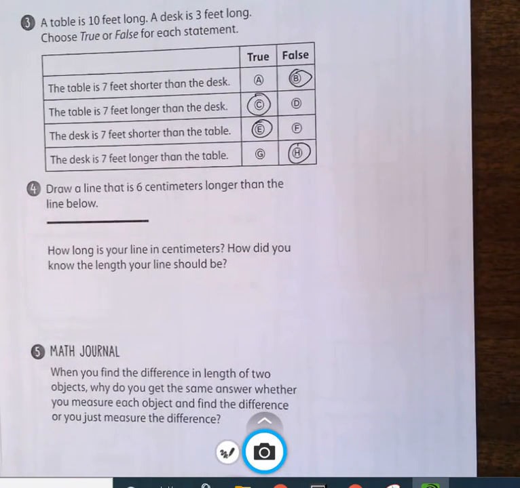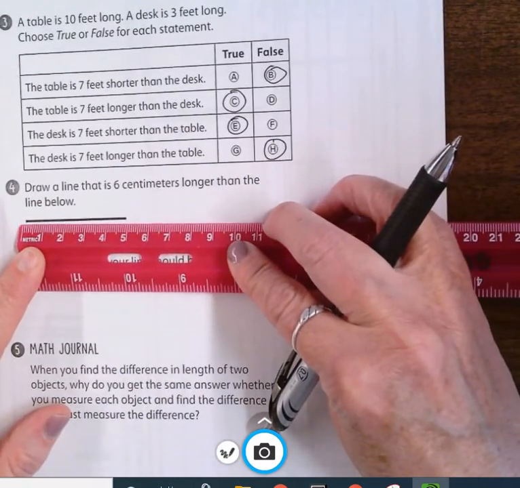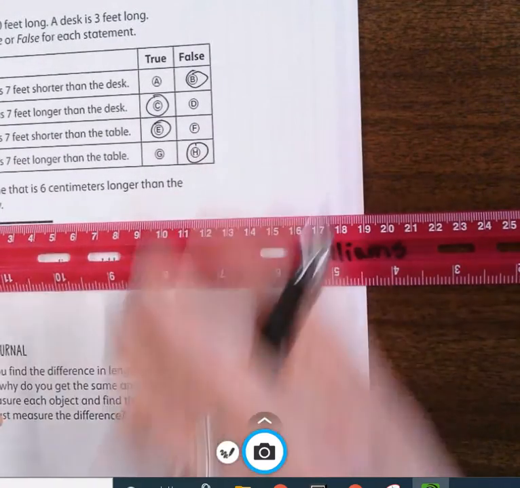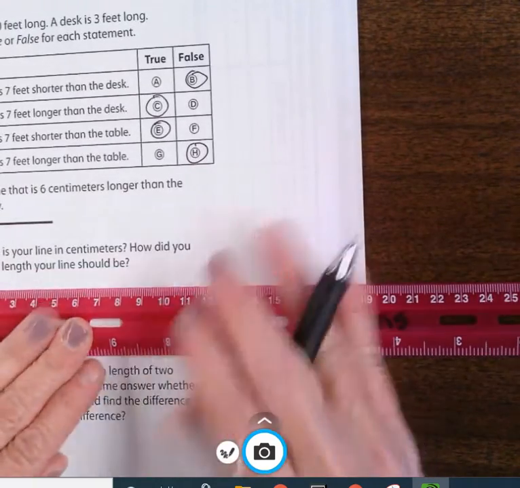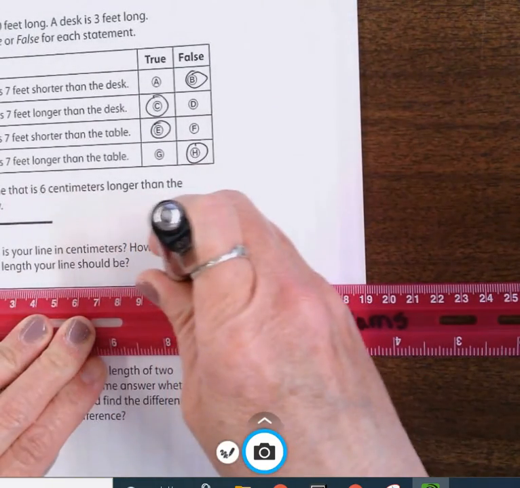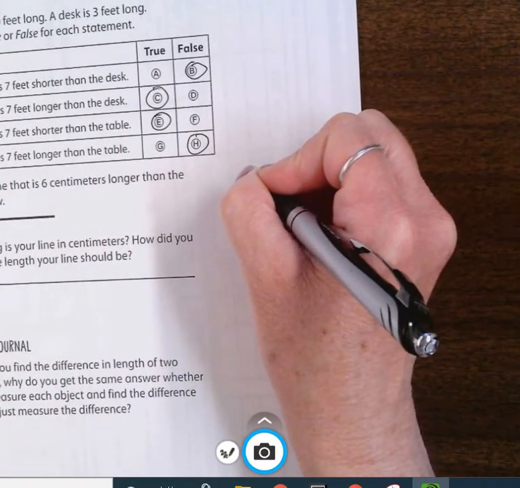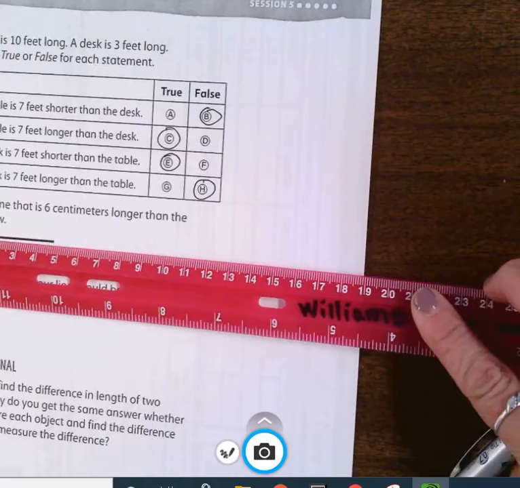Okay, now number 4. Draw a line that is 6 centimeters longer than the line below. Oh, now we get to draw a line. 6 centimeters longer. So, this one is 5. If we do 6 more, it'd be 1, 2, 3, 4, 5, 6. Would be 11, wouldn't it? Another way you could do that is just add that. So we have 5 plus 6.